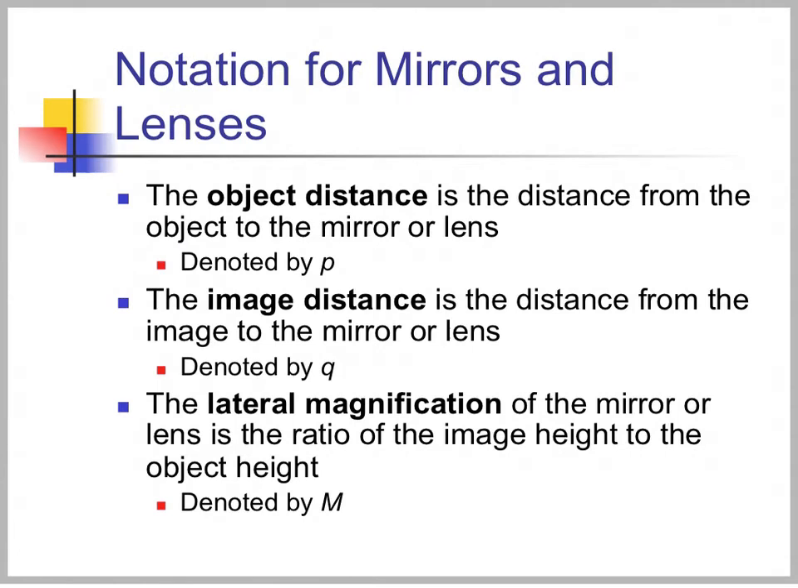So there's some notation that we need to understand for both mirrors and lenses. The first is the object distance, the distance from the object, whatever we're trying to image, to the mirror, or from the object to the lens, and we're going to denote it with the variable p. The image distance is the distance from the image to the mirror or lens, and we denote that with q. And then the lateral magnification of a mirror or lens is the ratio of the image height to the object height, and it's denoted with a capital M.